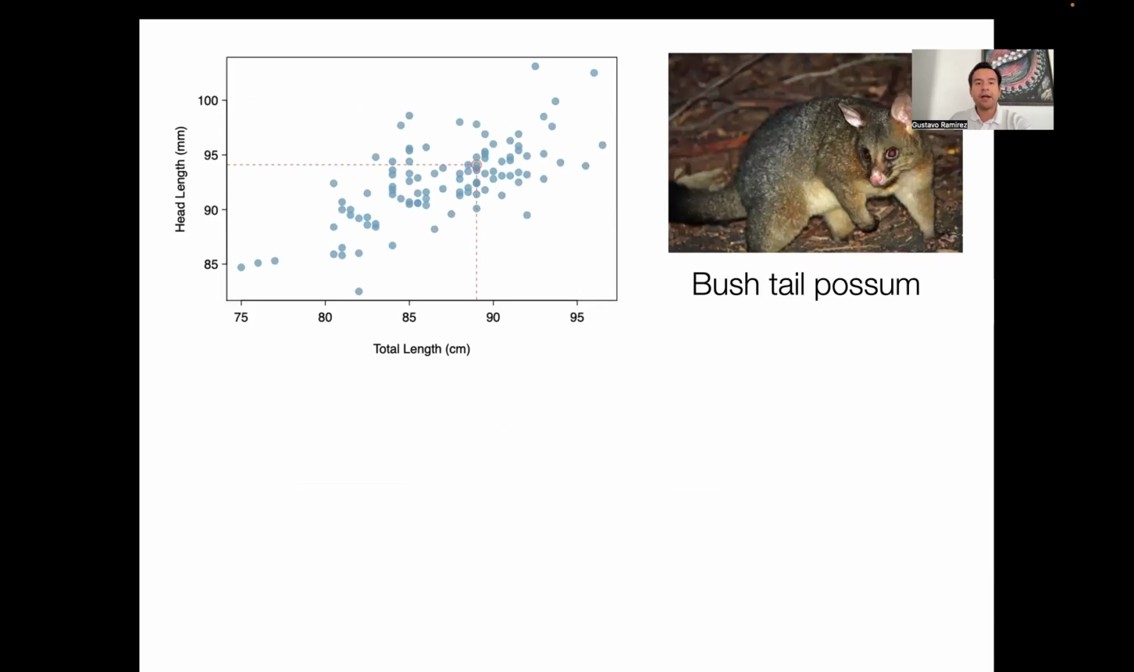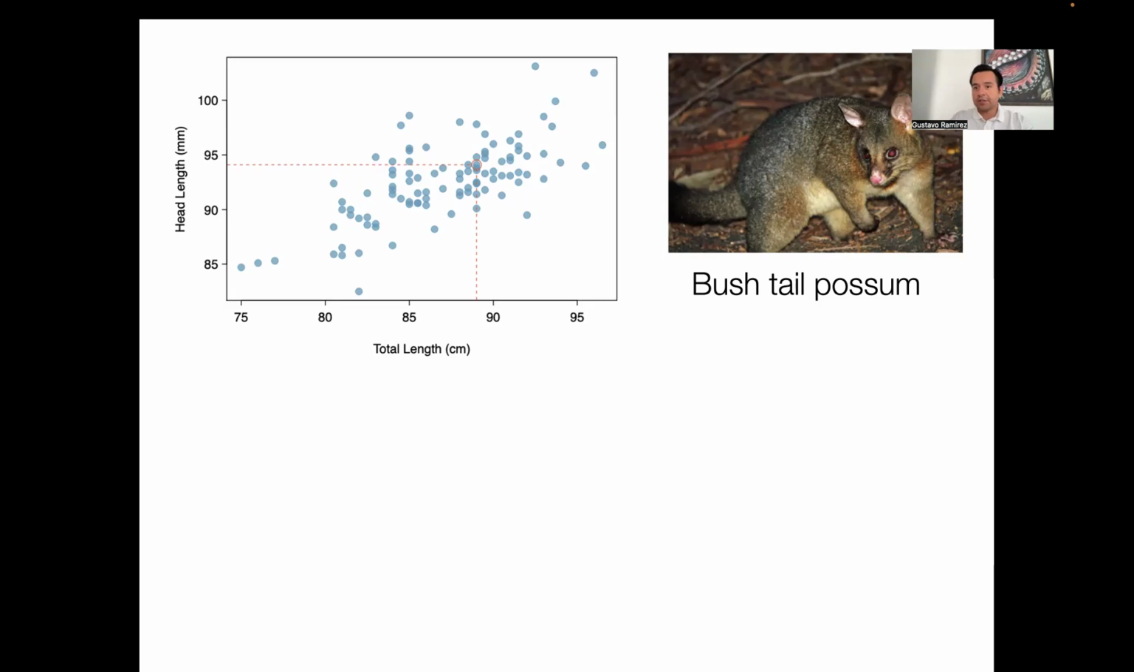Anyhow, just hearkening back to one of the examples that we covered in Monday's lecture, we have this, a bush-tailed possum, and every dot here represents an observation of one of these animals. Every time an animal was observed and plotted here, its total length in centimeters was recorded, probably from the end of the snout to the end of the tail, along with its head length, the base of the skull to the end of the snout, in millimeters.